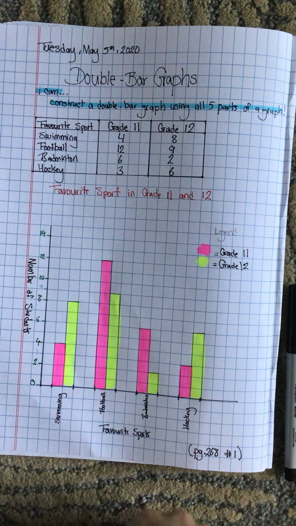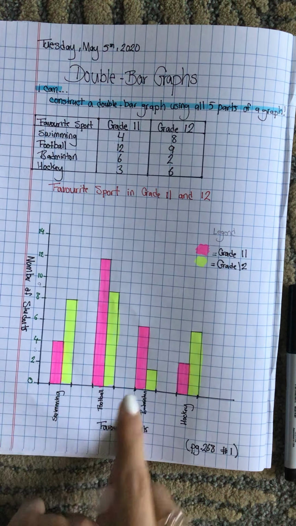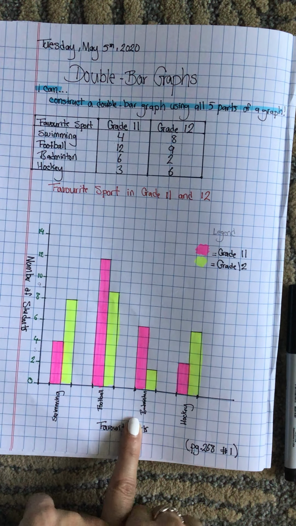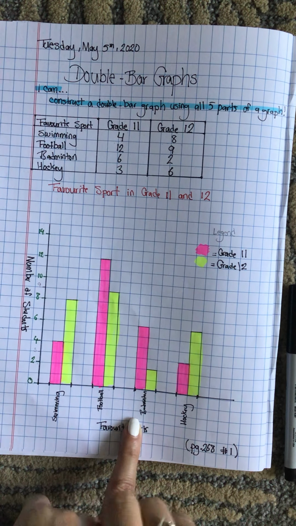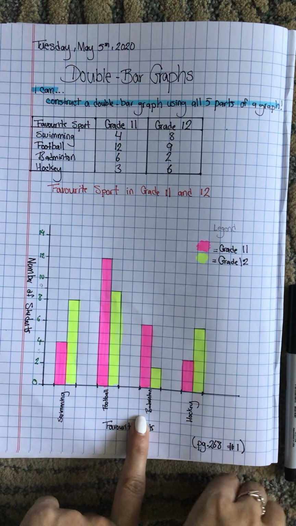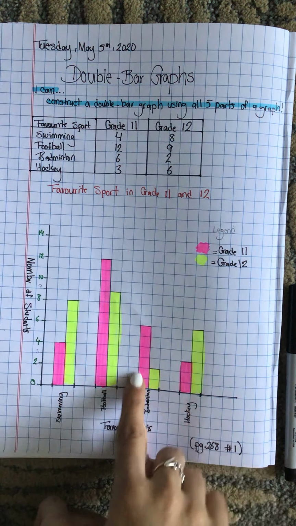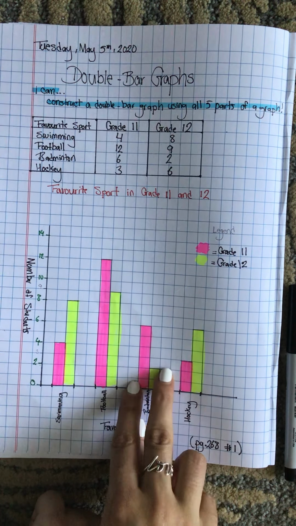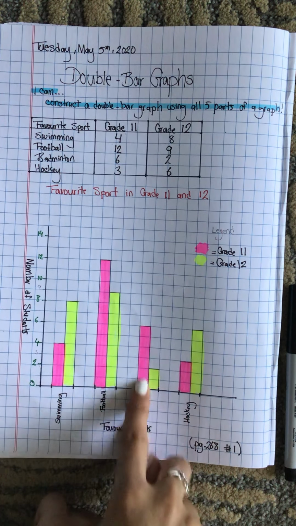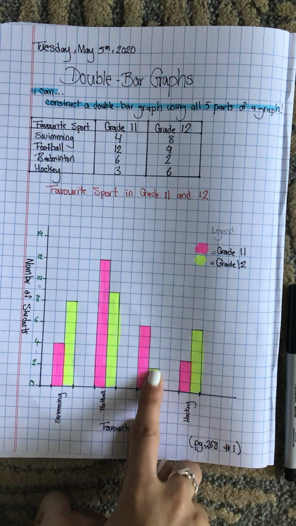Now, what if I say, how many more students like badminton? No, sorry, let's go back. Okay, let's look at badminton. What if I want to say, how many more grade 11 students like badminton than grade 12? What if I want to compare these two? So how many more students in grade 11 like badminton than grade 12?